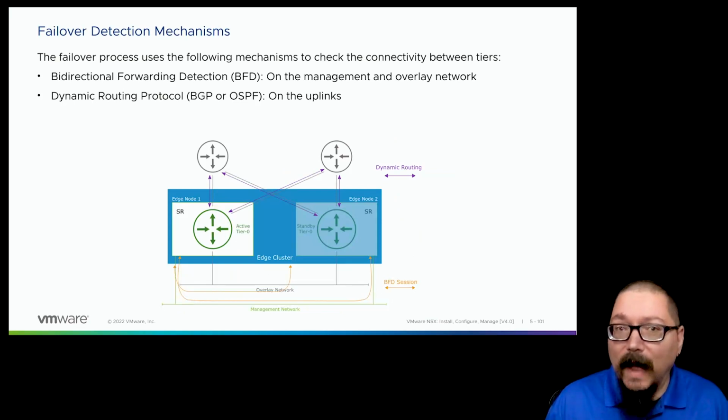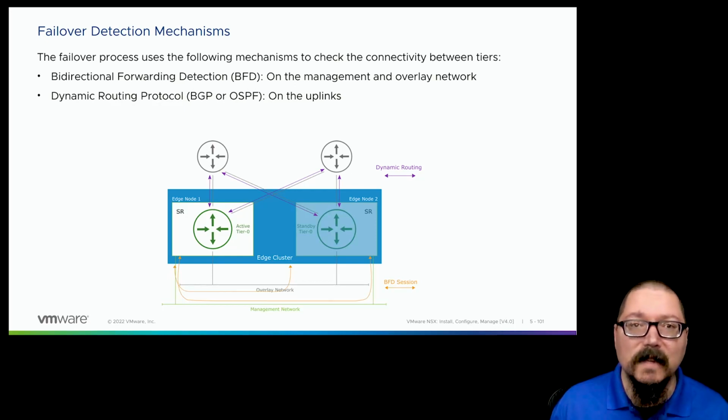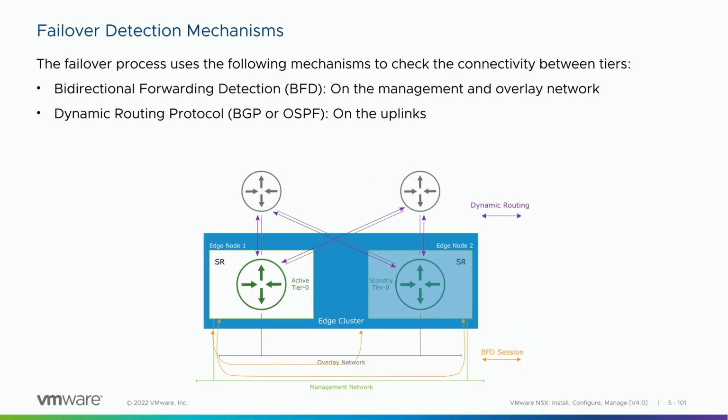Now, how do we figure out when to fail over if we're in an active standby configuration? Well, we have two basic mechanisms that we use to detect whether or not an edge is live. One of those is the state of the upstream peers, right? BGP or OSPF. What's my peer state?